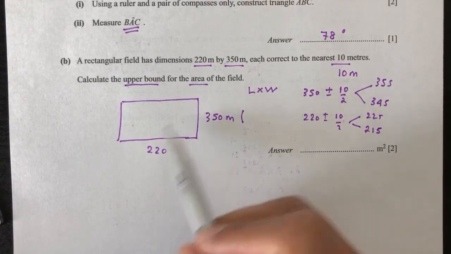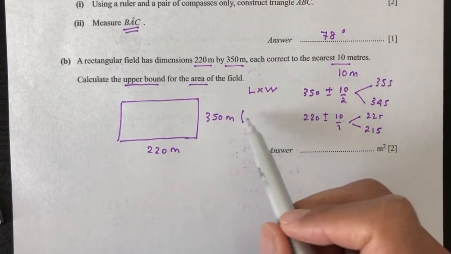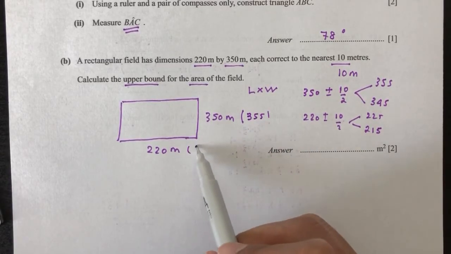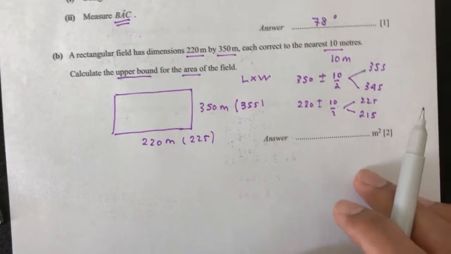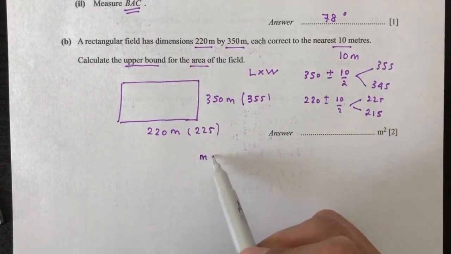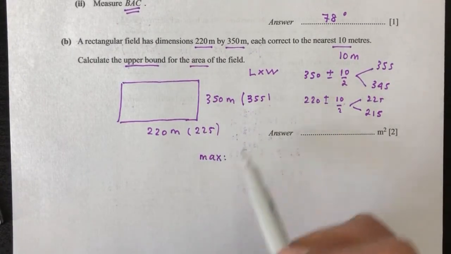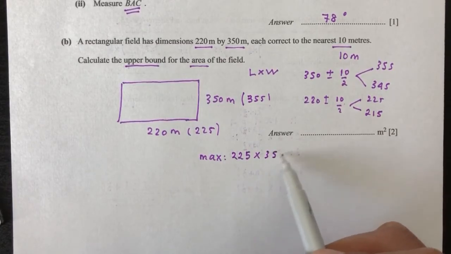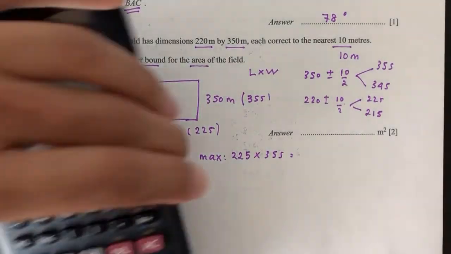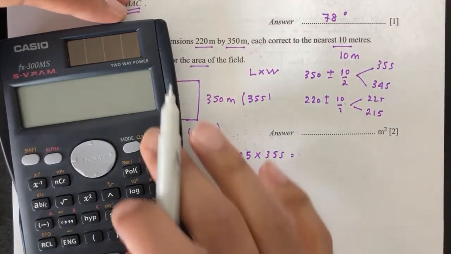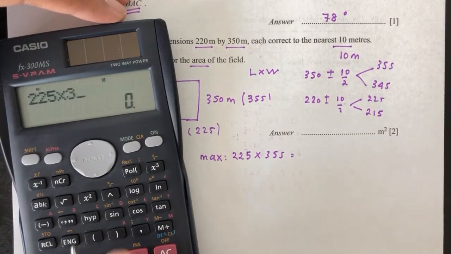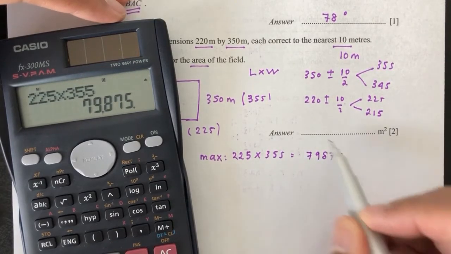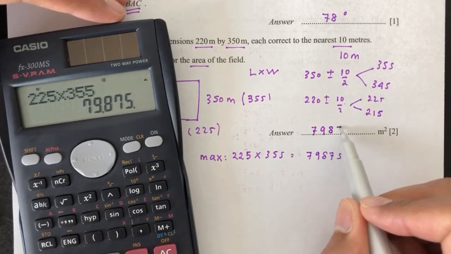So upper bound will be the max. It's the same, but that's okay. The max width will be 355 and the max length will be 225. So if you want to find the max area, you have to times the max times the max. 225 times 355. So let's use our calculator. 225 times 355, that will be 79875.